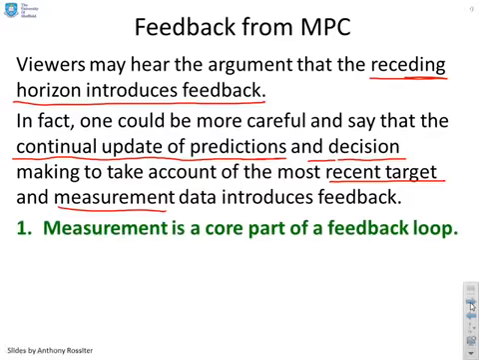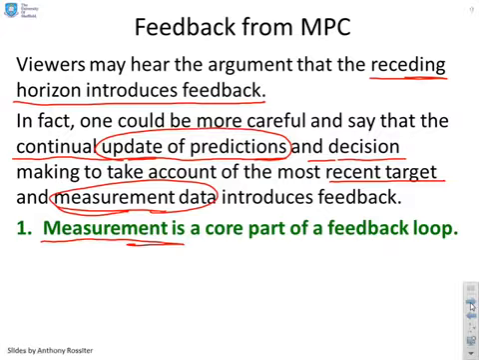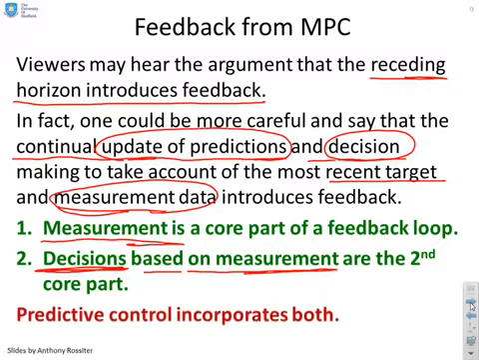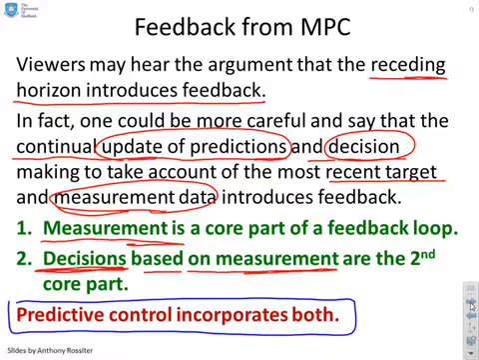Measurement is a core part of a feedback loop, and so the update of the predictions using the most recent measurement data is required in order to give you a feedback loop. The other thing is that the decisions on what I am going to do with the control have to be based upon the most recent measurement data. And so what you see here is the update of the decision making, which actually closes the loop. So you have measurement and decision, and it's these two together which actually give you feedback. And you'll notice, of course, predictive control incorporates both, and therefore you have feedback.